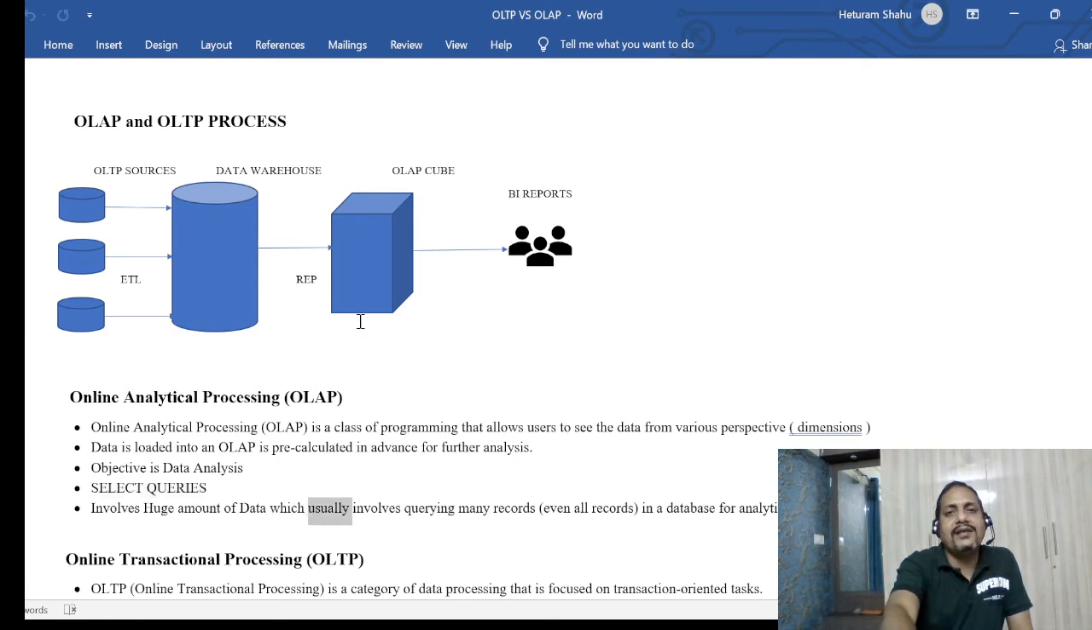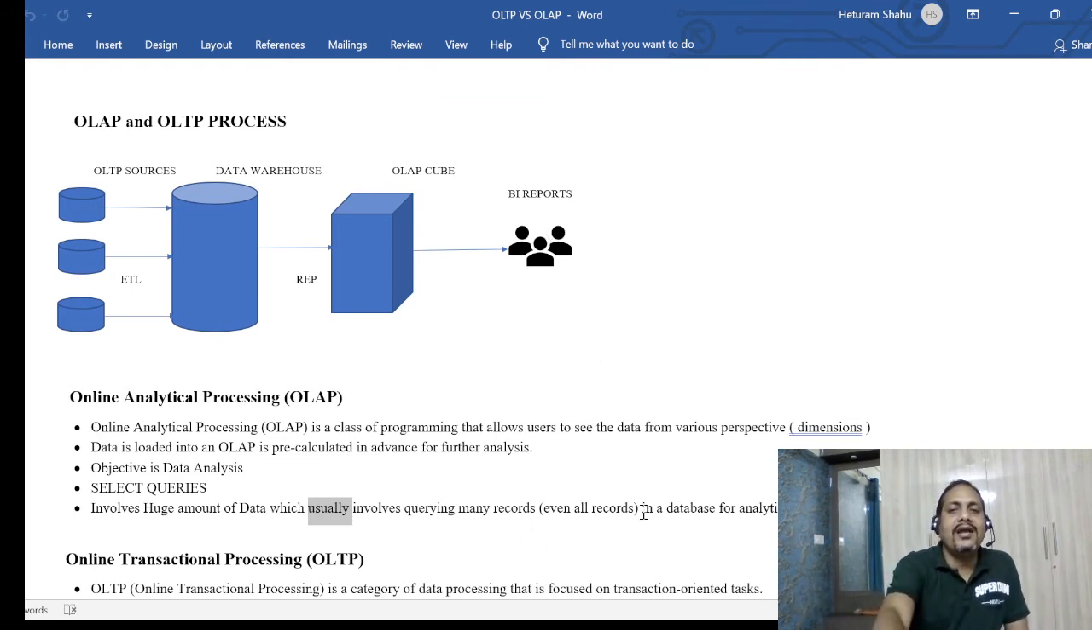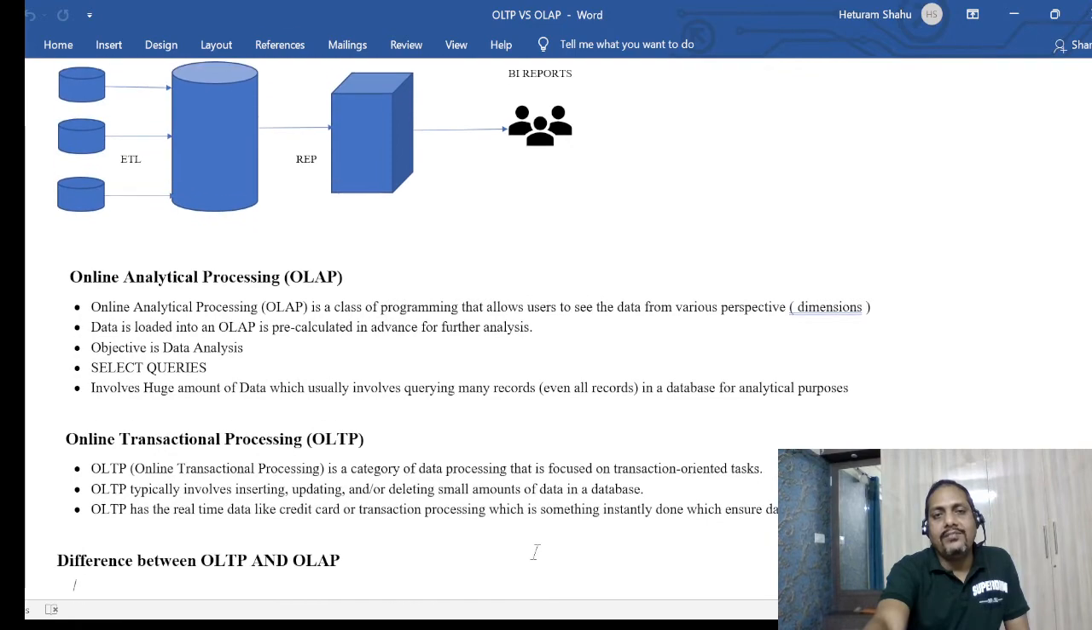Similarly, in OLAP, since we are dealing with a huge amount of data because that data is being used for analysis purposes, we are using a huge amount of data. Let's say if I want to do a 5 years analysis, then I have to run that query, right? So it will deal with a huge amount of data. They even say that many records, even all the records in the database, are used for analytical purposes. Okay. So I hope you are able to understand OLTP and OLAP.